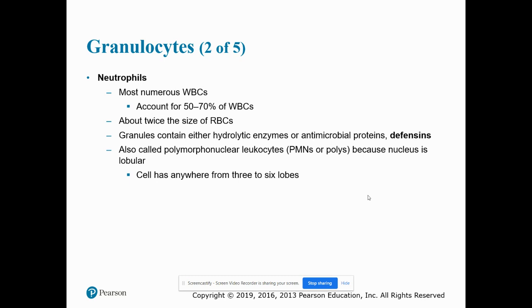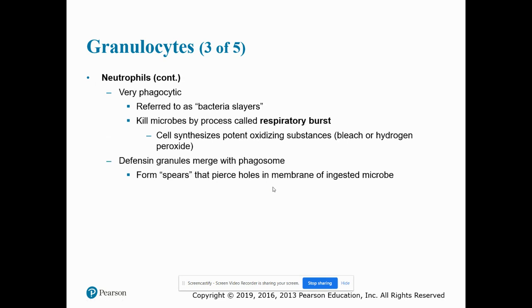Neutrophils, again, are the most numerous of the white blood cells, about twice the size of a red blood cell. The granules themselves contain either hydrolytic enzymes or antimicrobial proteins called defensins. And then the cell has anywhere from 3 to 6 lobes. It's also called a polymorphonuclear leukocyte, or PMN, or polys. And again, that's just because the cell has 3 to 6 lobes.